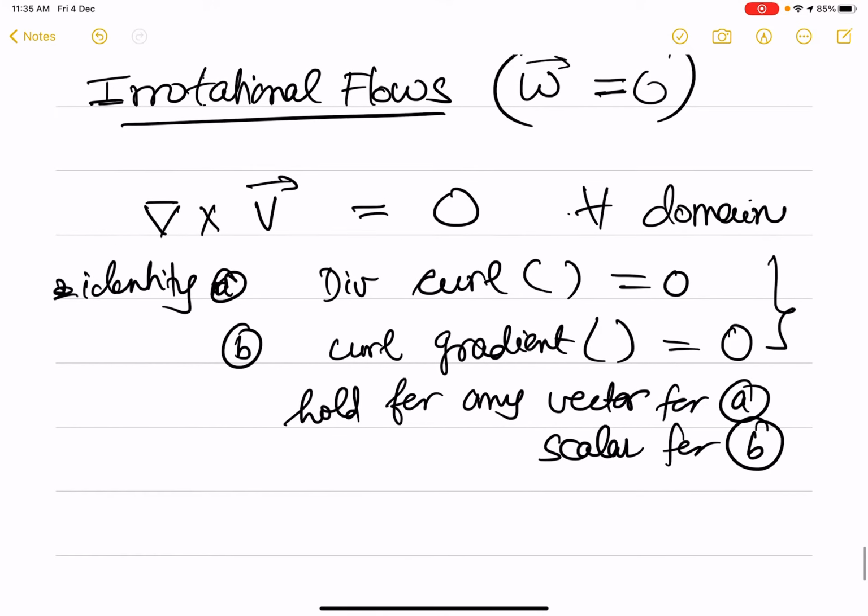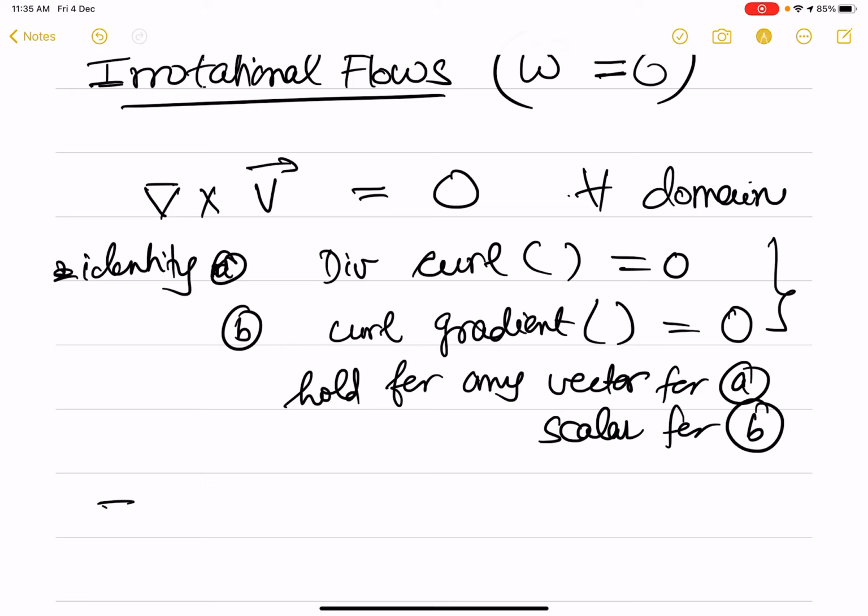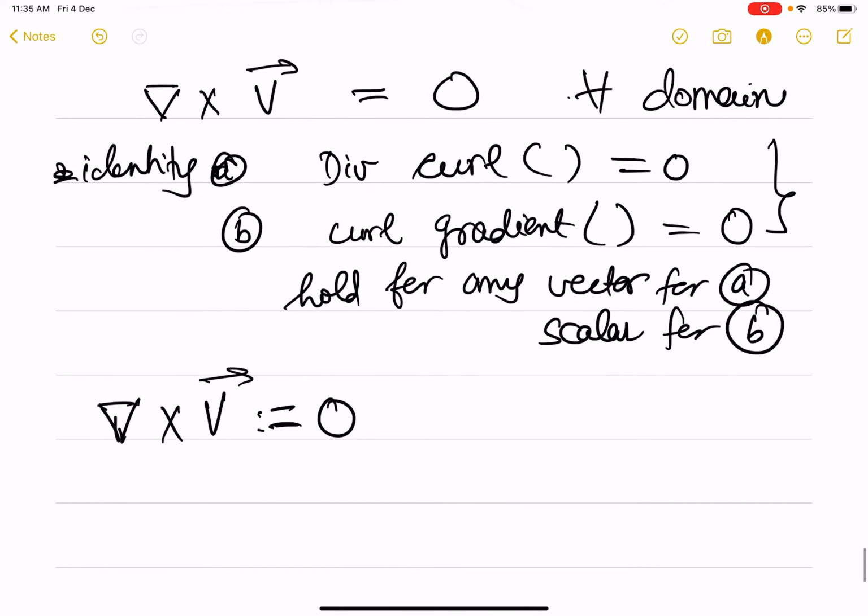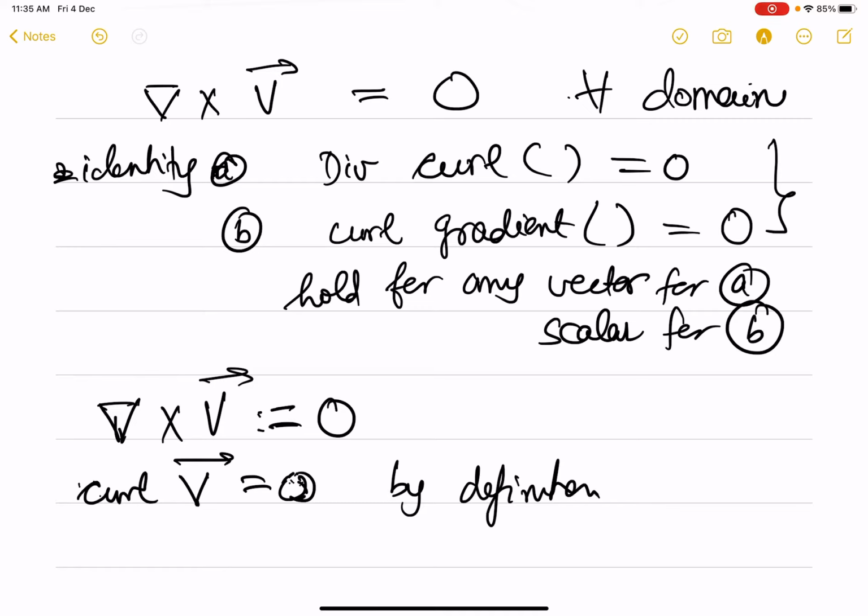Now in irrotational flows we realize del cross V is 0. This will always be 0 if the flow is irrotational. Now we know this is curl. So what we are saying is curl of V is 0 by definition of irrotational flows.